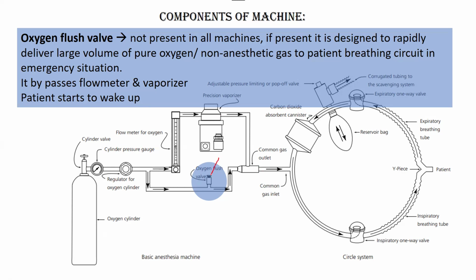So you press this button, and as this button is pressed, the gas starts to flow from the cylinder through this pathway into the patient breathing circuit, and the gas will bypass the flow meter, it will bypass the vaporizer. So the pure oxygen will flow into the breathing circuit and into the patient. And with that, the patient will start to wake up because now no gaseous anesthesia is being delivered to the patient.